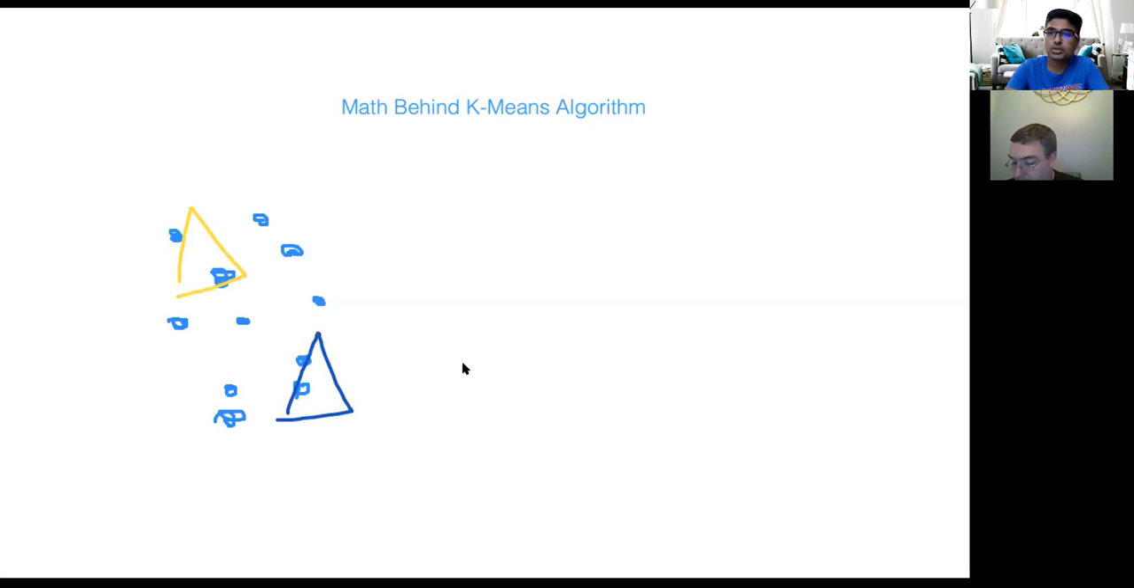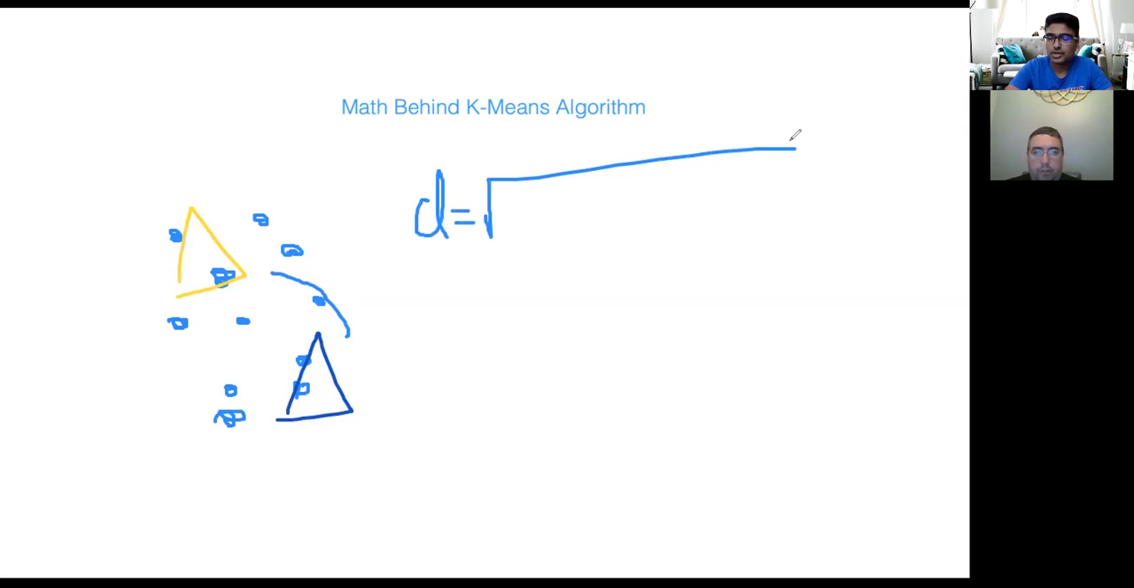Now, in order to classify each data point, whether it is a blue or it is a yellow data point, we have that line drawn straight down the middle, but that's just for visualization purposes. In reality, what is happening is something called the distance formula. If you don't remember what the distance formula is, essentially we're evaluating the distance between 2 points. So in this case, we're evaluating the distance between this centroid and a data point.